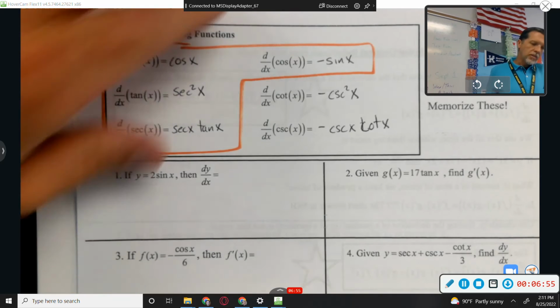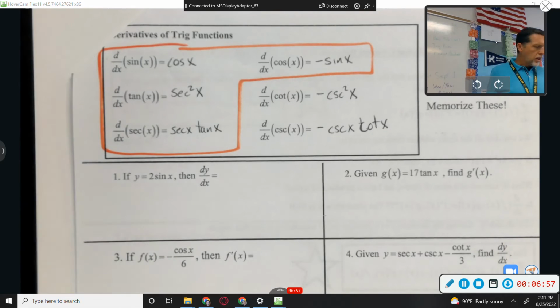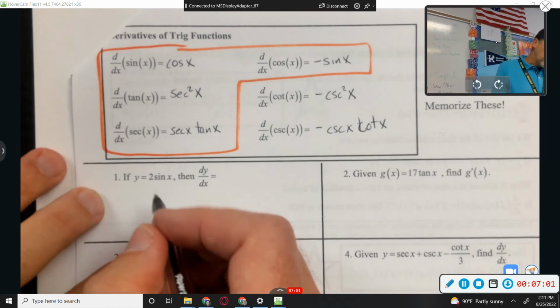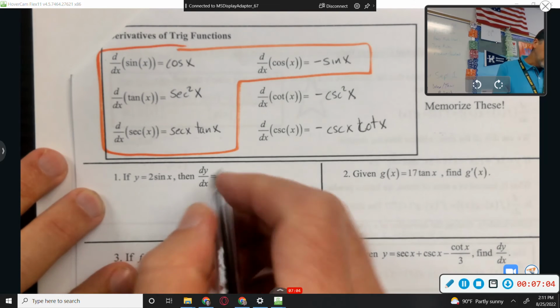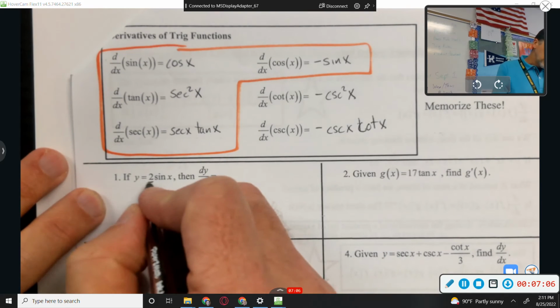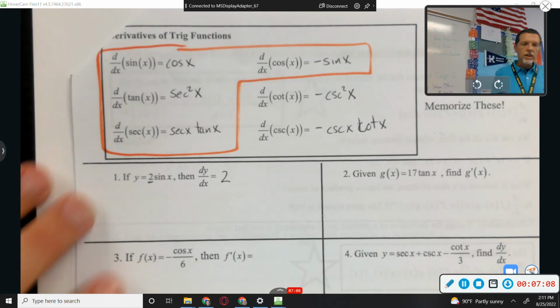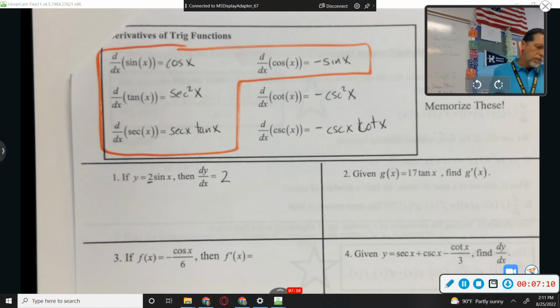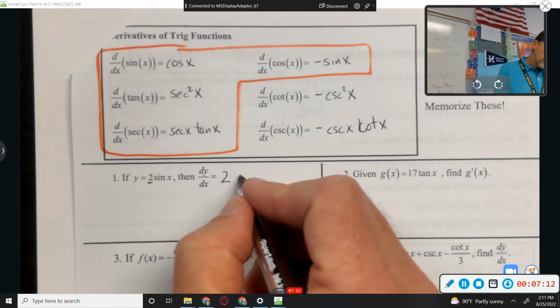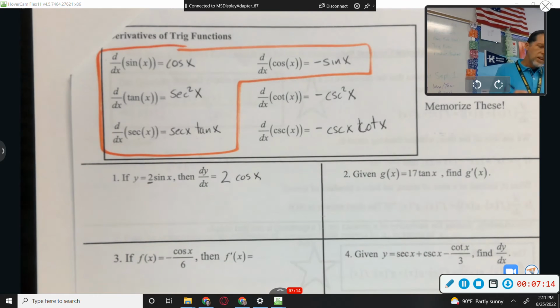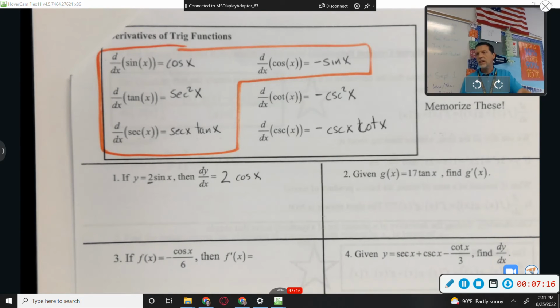All right, some example problems. If y equals sine 2x, then dy dx equals, well, the 2 is still there. And derivative of sine is cosine, 2 cosine x. It's like pretty easy today.